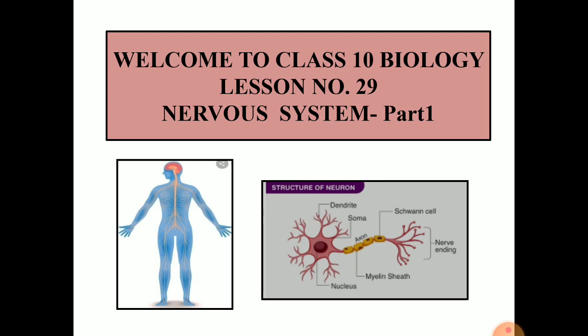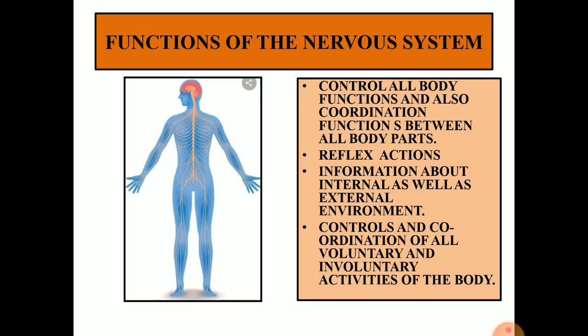But to carry out coordination between all the systems in our body, we have two systems, namely the endocrine system and the nervous system. We have already studied about the endocrine system. In this lesson, we are going to study about the nervous system. First of all, let us see the functions of the nervous system.